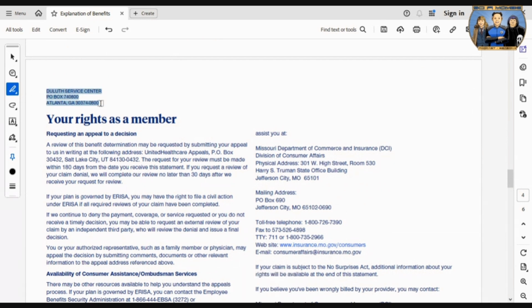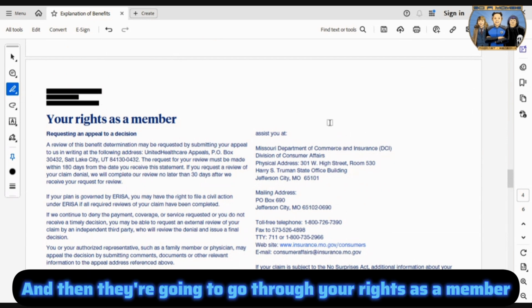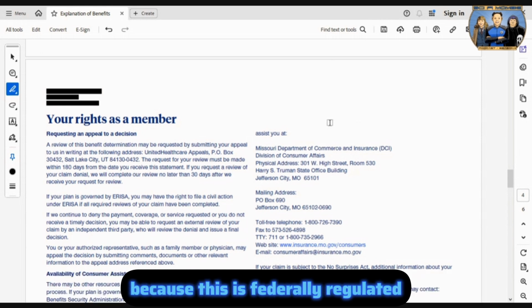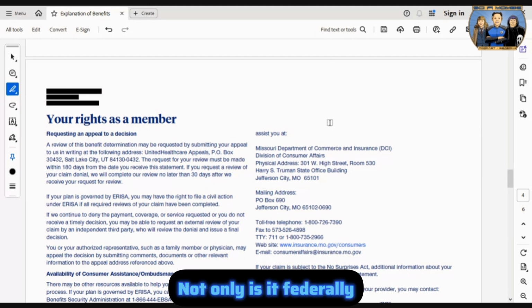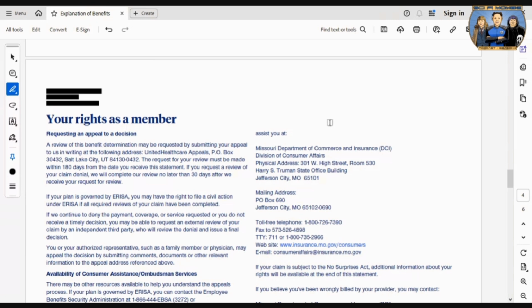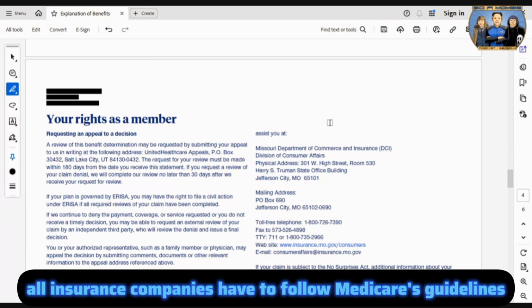Okay, and then they're going to go through your rights as a member, because this is federally regulated. Not only is it federally regulated, but it's state regulated. All insurance companies have to follow Medicare's guidelines.